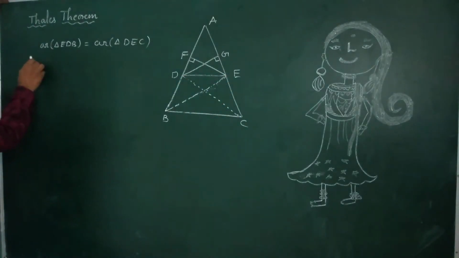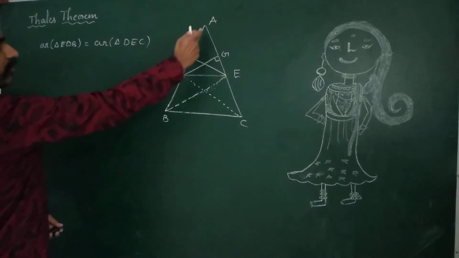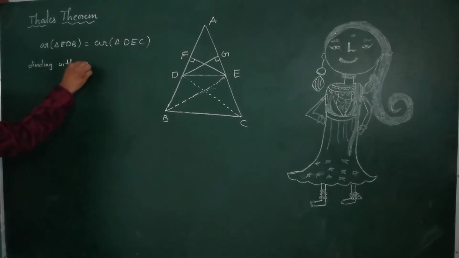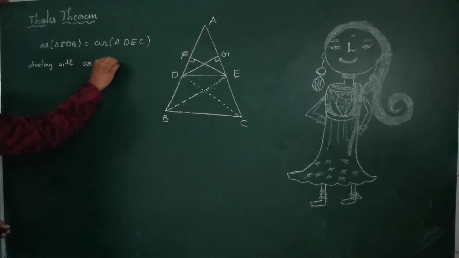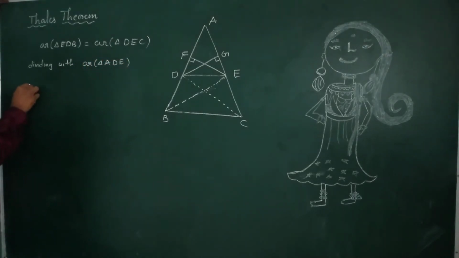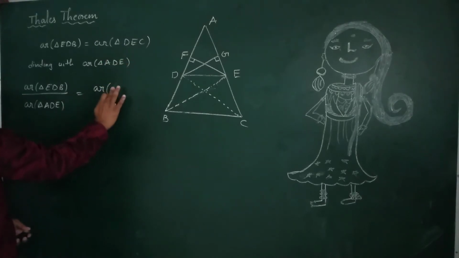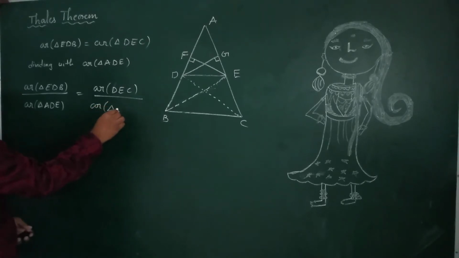Now I am dividing this equality by the area of triangle ADE. So area of triangle EDB upon area of triangle ADE equals area of triangle DEC upon area of triangle ADE.